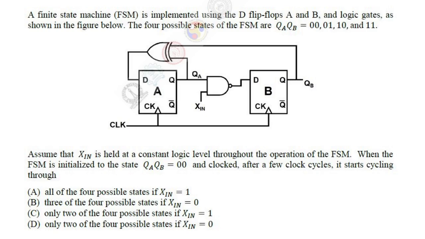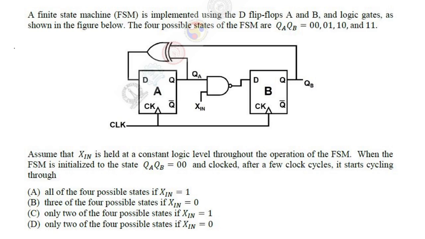A finite state machine is implemented using D flip-flops A and B, and logic gates as shown in the figure. The 4 possible states of the FSM are 00, 01, 10, 11. Assume that Xin is held at a constant logic value throughout the operation of the FSM. When the FSM is initialized to QA QB = 00 and clocked, after a few clock cycles, it starts cycling through. Okay, it's also a similar one.